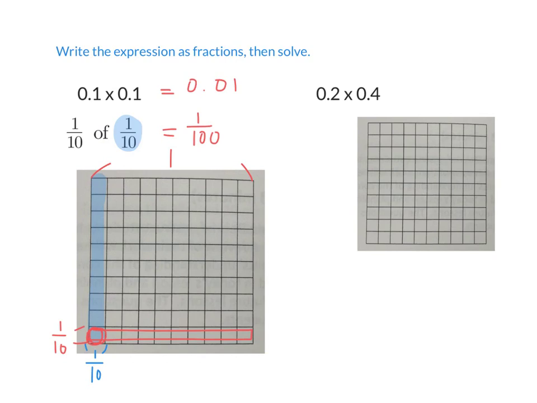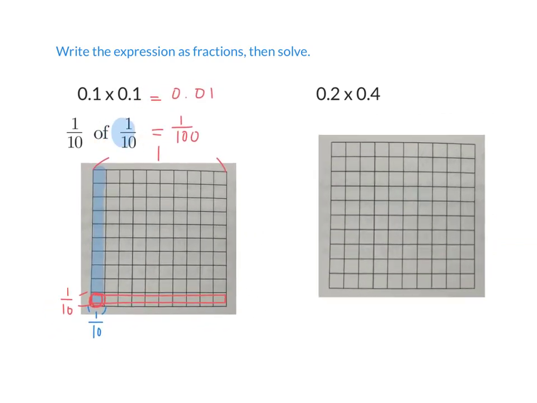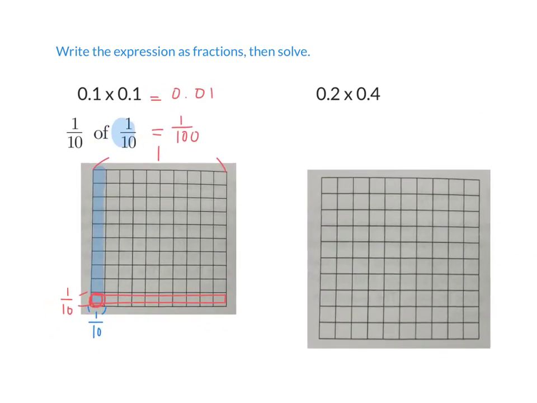We have 0.2 times 0.4. How can I write that using fractions? 0.2 is the same as 2/10. And then 0.4 is the same as 4/10. So this is the same as 2/10 of 4/10. Do you guys agree? Because we know that the multiplication sign means of.